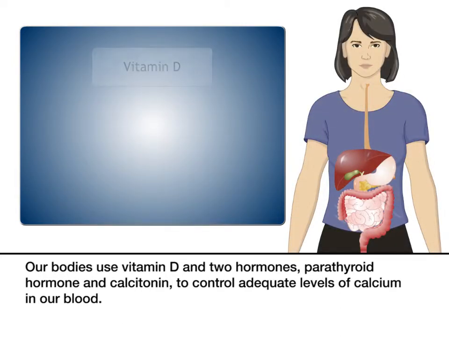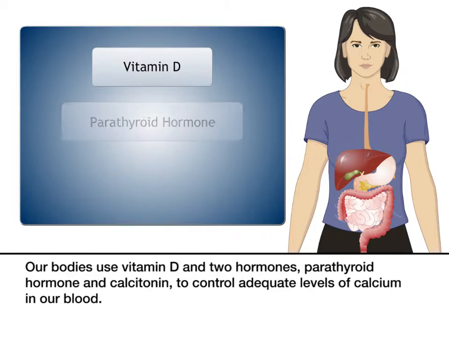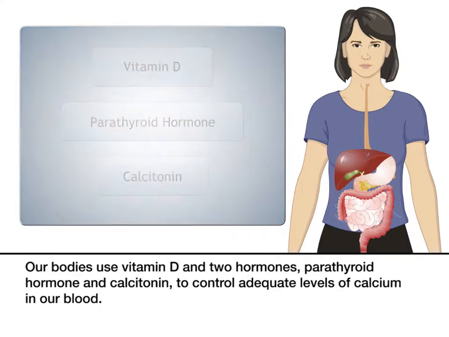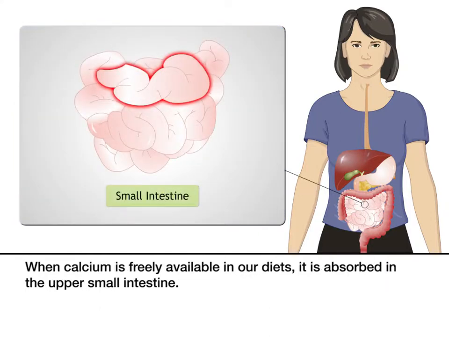Our bodies use vitamin D and two hormones, parathyroid hormone and calcitonin, to control adequate levels of calcium in our blood. When calcium is freely available in our diets, it is absorbed in the upper small intestine.